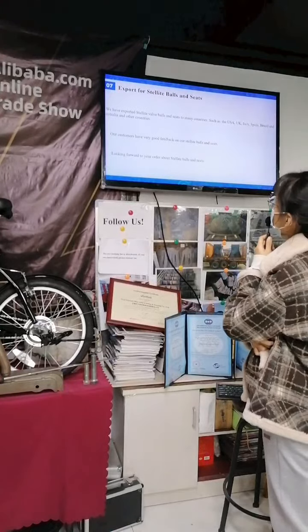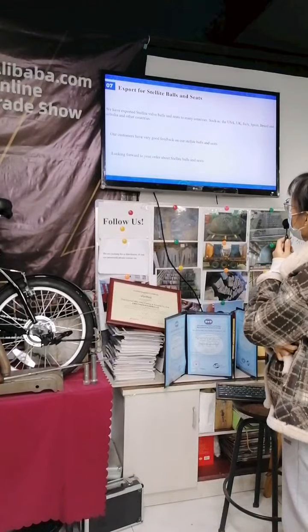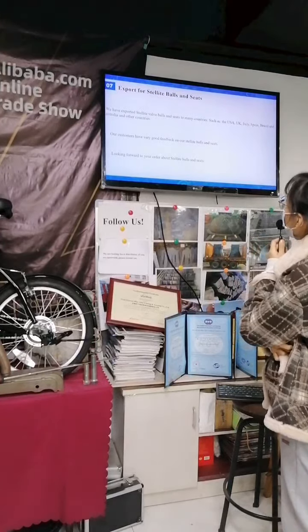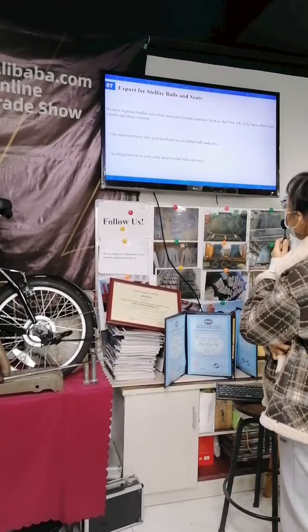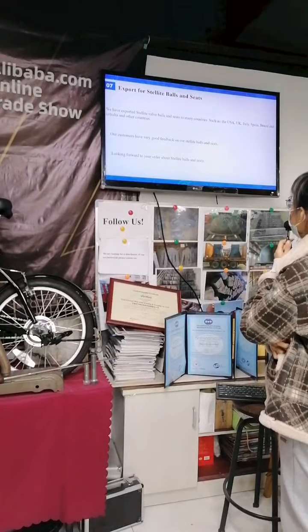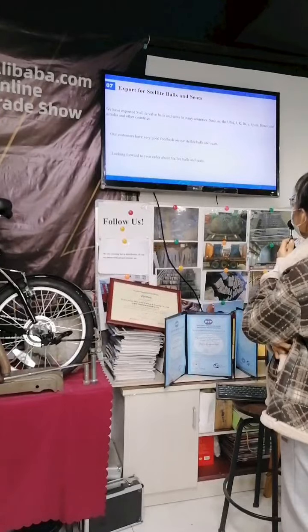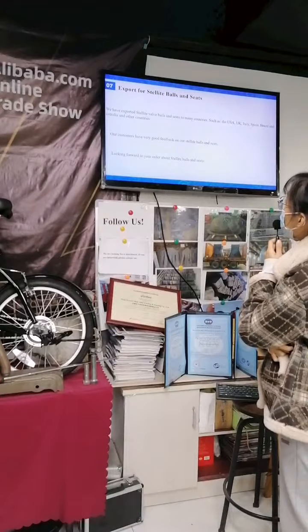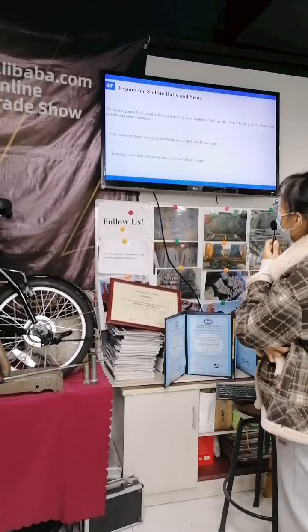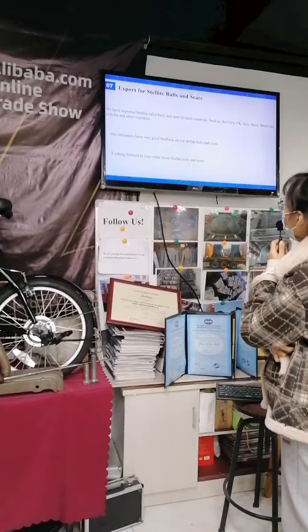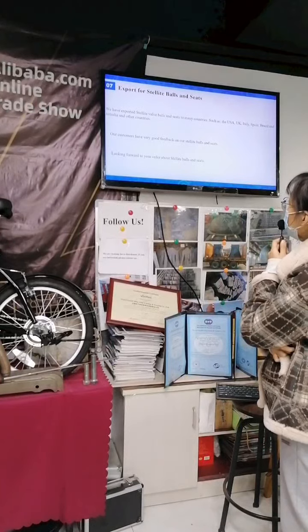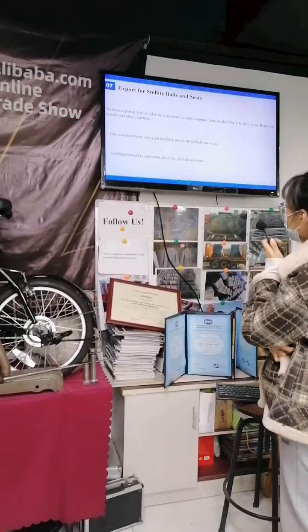The report for stainless balls and seeds: we have exported stainless balls and seeds to many countries, such as the USA, UK, Italy, Spain, and Australia and other countries. Our customers have very good feedback on our stainless balls and seeds, and we are looking forward to your order about stainless balls and seeds.